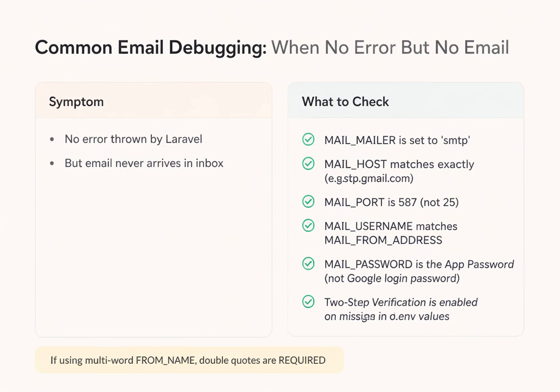Confirm that mail username and mail from address are the same email. And most importantly, make sure mail password is the app password generated from Google, not your regular Google login password. Also, double check that 2-step verification is still enabled on the Google account. These small mismatches are the most common reason emails silently fail without any error message.